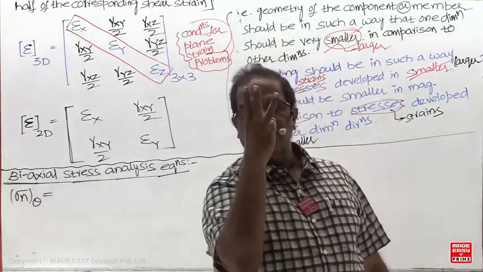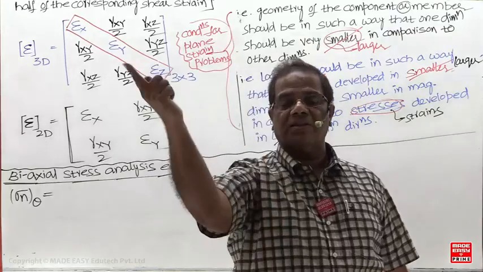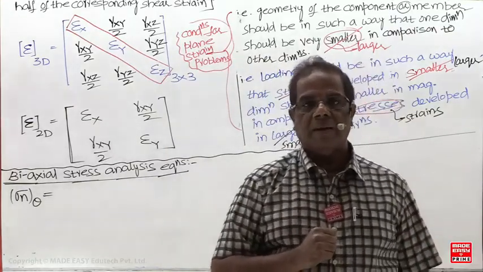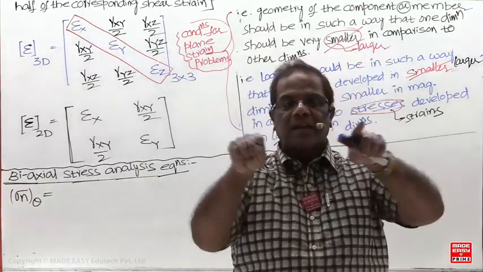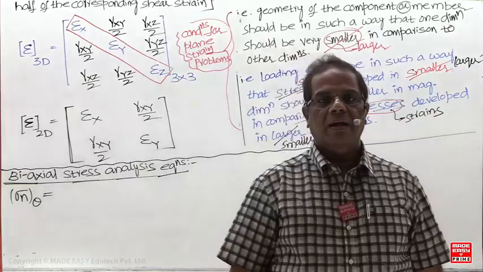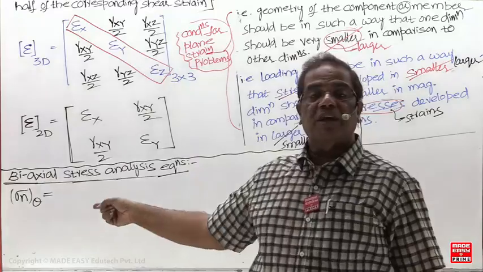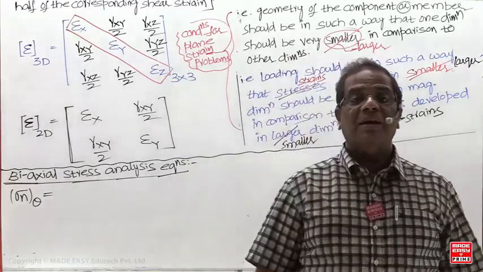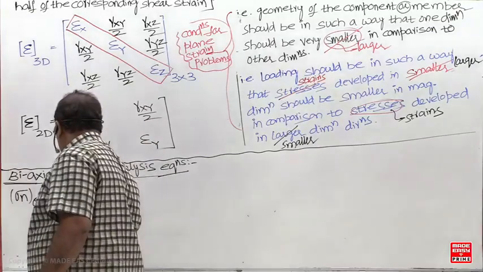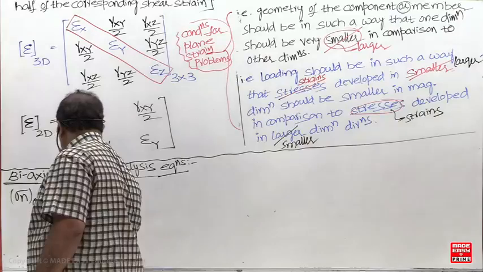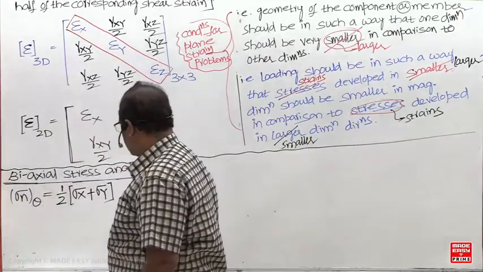Biaxial case, how many independent components? 3. Uniaxial case, how many independent components? 1. So the equation you got is sigma cos square theta. But there in uniaxial, the size of the matrix is only 1. But in biaxial, how many independent components? 3: sigma x, sigma y, tau xy. So this equation you are going to get in terms of sigma x, sigma y, tau xy. One by 2 sigma x plus sigma y.